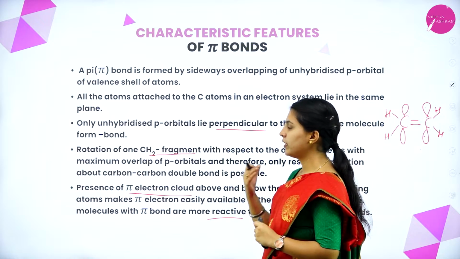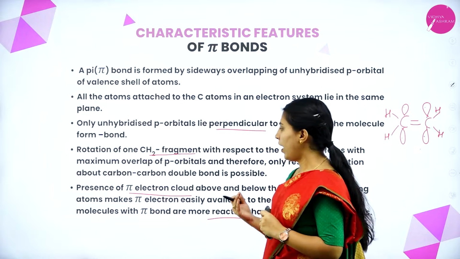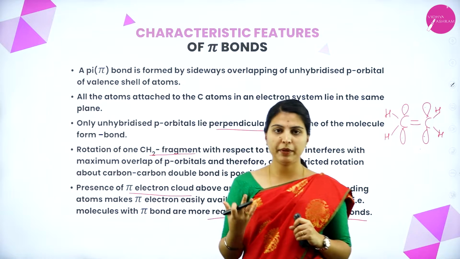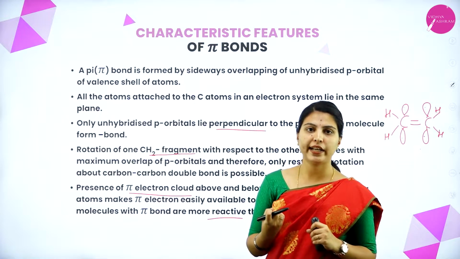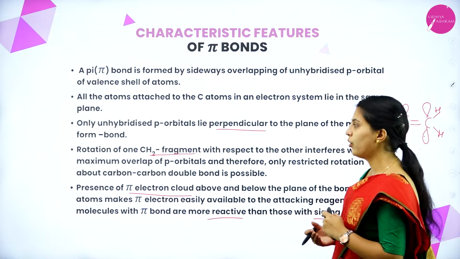The rotation of the CH2 fragment is restricted due to the overlapping, and the presence of the electron cloud above and below the plane means it can be attacked by the attacking reagent. That's why a pi bond is more reactive than sigma bonds.